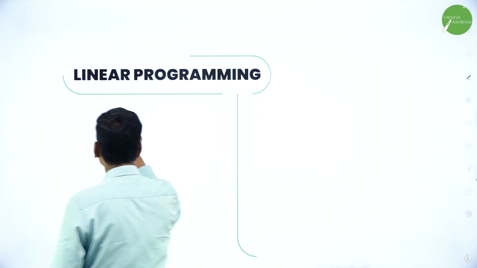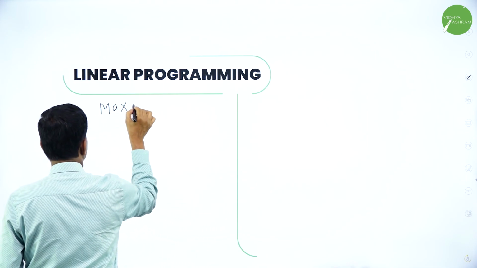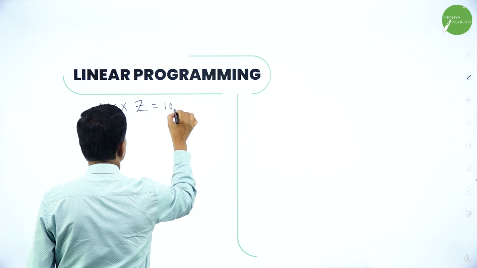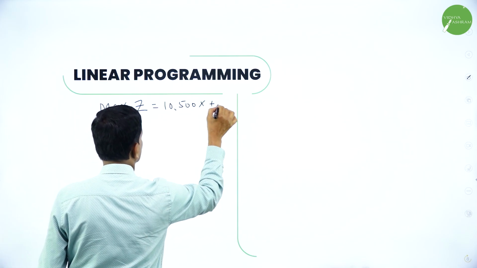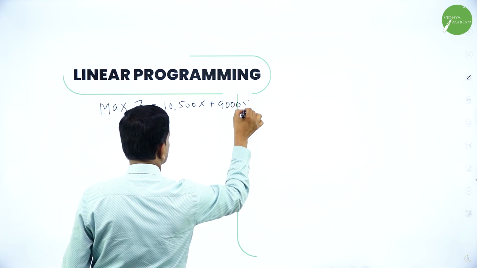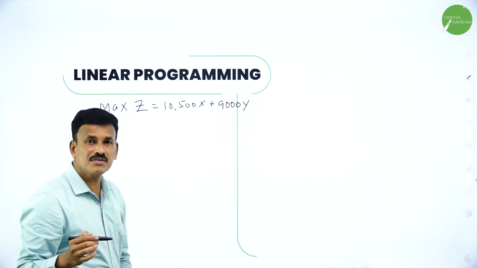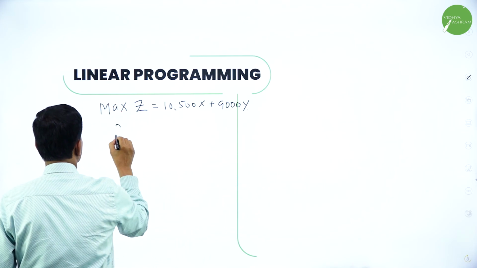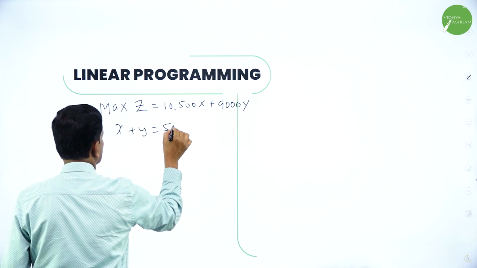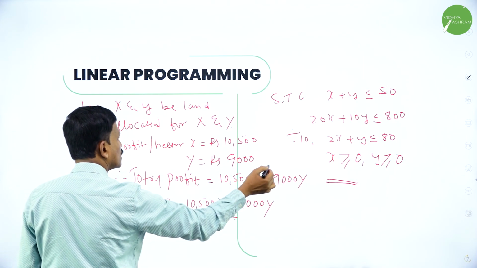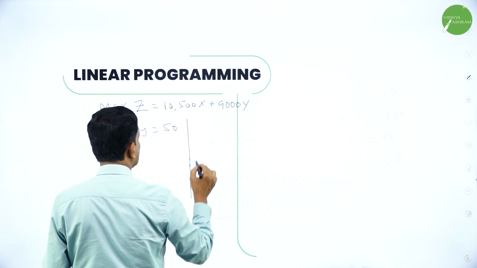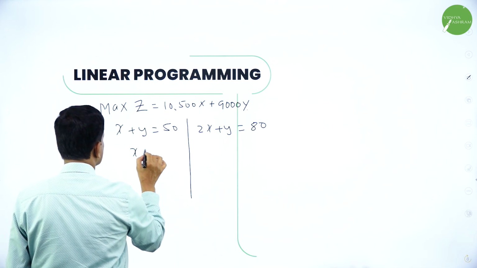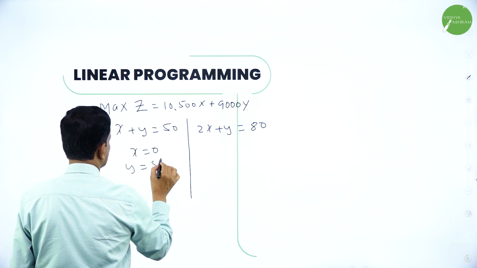Right here, maximum Z is equal to 10,500x plus 9,000y, and let us convert the given inequalities into equalities. x plus y is less than or equal to 50 becomes x plus y is equal to 50, and the second one, 2x plus y is less than or equal to 80, can be written as 2x plus y is equal to 80. Now put x is equal to 0, you will get y is equal to 50.